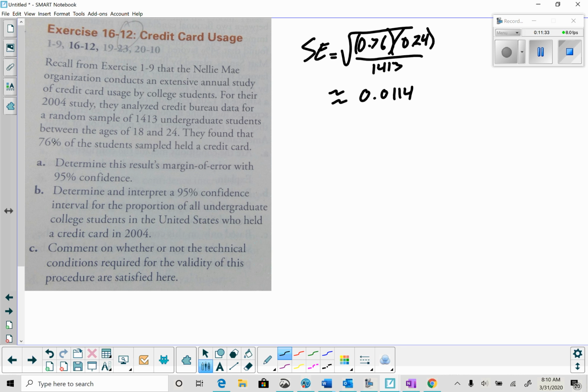So now for our confidence interval, again, from the survey, this is p hat, 0.76, plus or minus, because they said 95% confidence interval. We're going to use that same critical value of 1.96 and multiply by the standard error, in this case 0.0114. Okay, so again, crunch those two numbers.